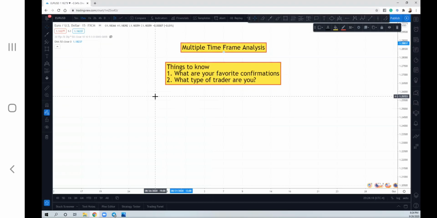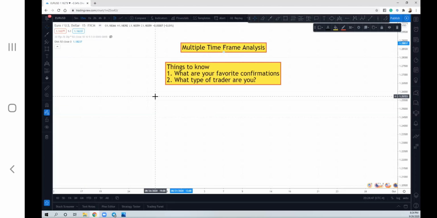So one thing that you need to know before starting a multiple time frame analysis is, what are your favorite confirmations? If you've been through the past modules, which you should have because you wouldn't have gone to this video yet, you will see that there are many different things that you can use as confirmations. There are reversal patterns, there are candlestick patterns, there are a lot of different other confirmations, right?